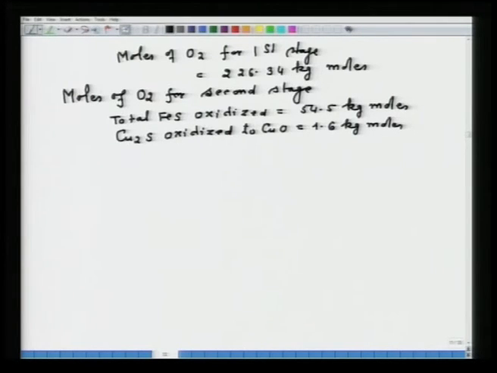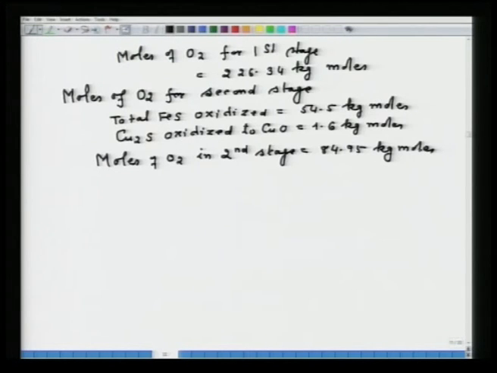Now, having known this, it is easy to find out the moles of oxygen in the second stage, that is equal to 84.95 kg moles. So, this is the oxygen required for the second stage. Now, you have to calculate the air for the entire operation, that is what the problem says. The air for the entire operation consists of both the slag period as well as the blister copper stage.